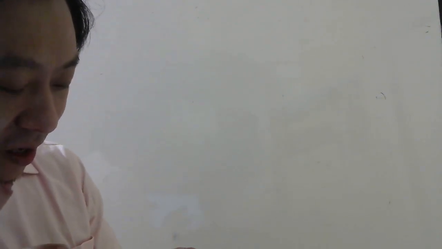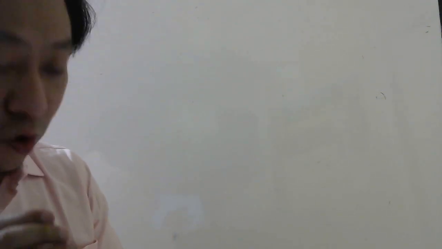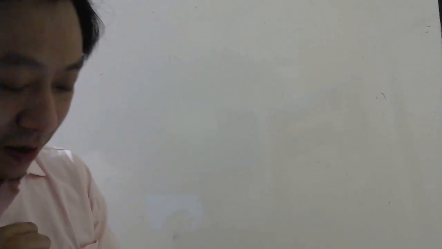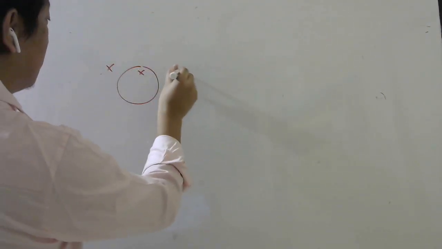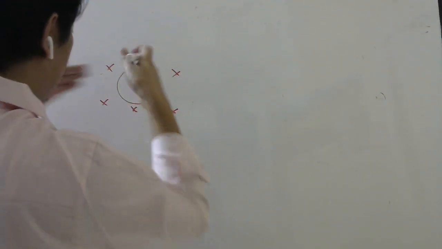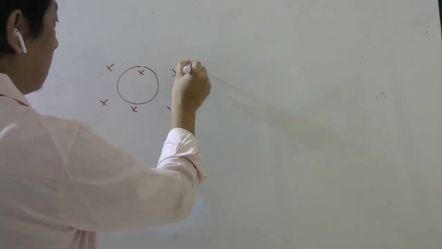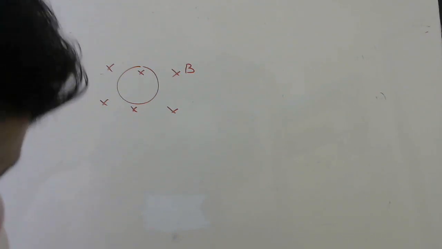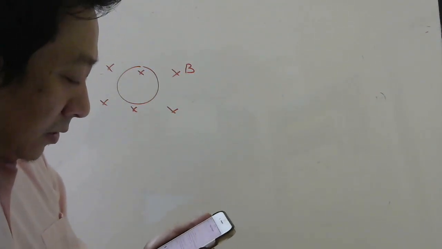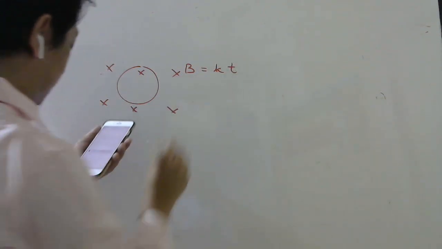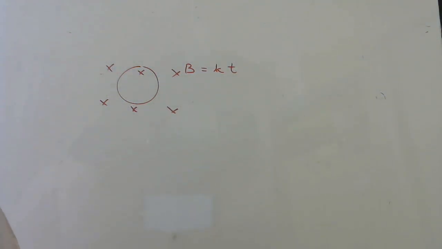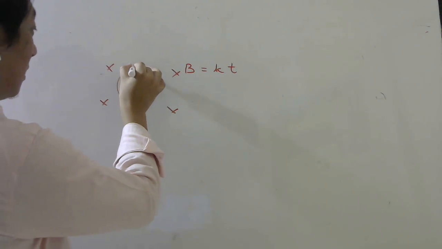A circular ring of radius r is placed in a homogeneous magnetic field perpendicular to the plane of the ring. So there is a ring and there is a magnetic field which is kept perpendicular to the plane of the ring. The field changes according to time by the formula Kt. They are asking the electric field in this ring.